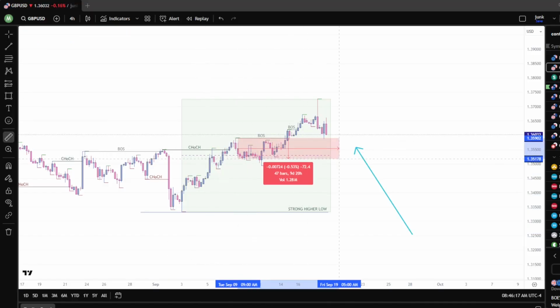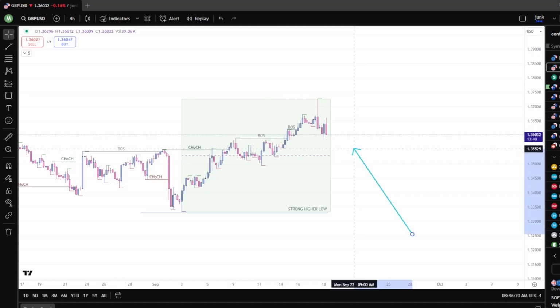of demand. If it can retrace back down to discount, I'll be looking for any opportunity to buy. There's liquidity sitting under these lows, but with any type of momentum shift back to the upside, I'll be looking for any type of buying opportunity to target the highs of this overall range.